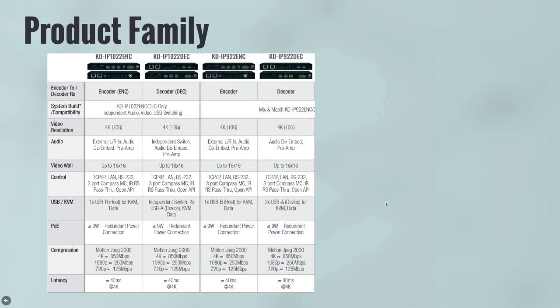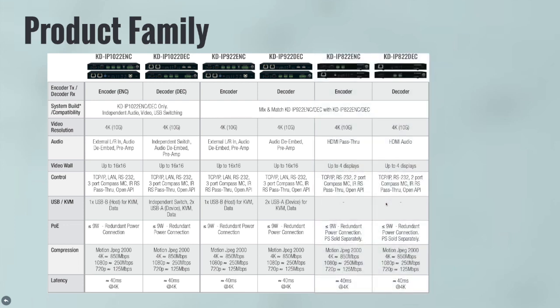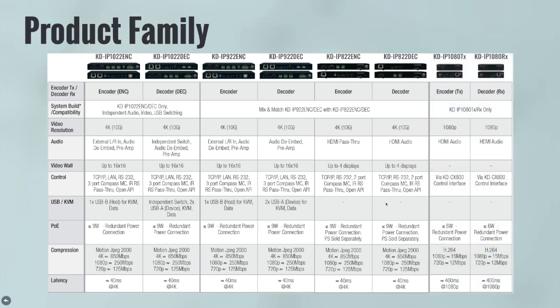So we have an entire product family of video over IP. The IP1022s, the IP922s, encoders, decoders, the IP822s. And originally, our first system was the IP 1080s. And those are actually referred to as TX and RX, transmitter and receiver. Some manufacturers in the industry call AV over IP transmitters, receivers, encoders, decoders. So we kind of use the TX RX terminology in the 1080p realm, where all the other products are 4K capable, and we call those encoders, decoders.